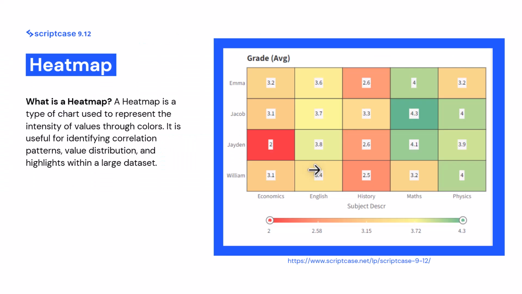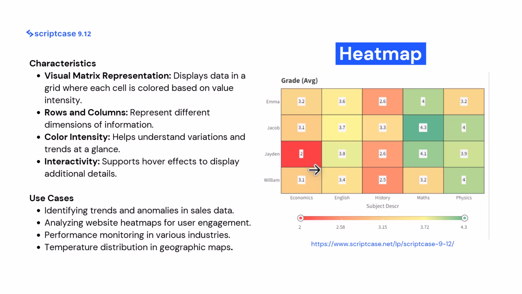So the first one is the heat map, which is a chart used to represent the intensity of value through colors. It is useful for identifying correlation patterns, value distribution, and highlights within a large data set. As we can see, we have this visual matrix representation with rows and columns, and then you're going to have the values with different color intensity, and you're going to be able to analyze the heat of the values.